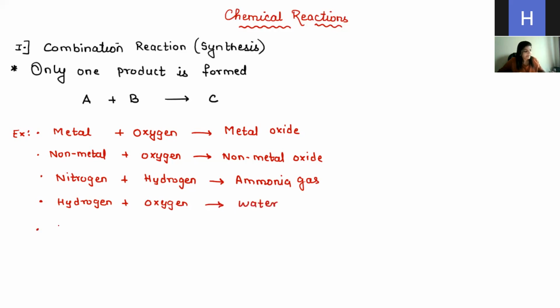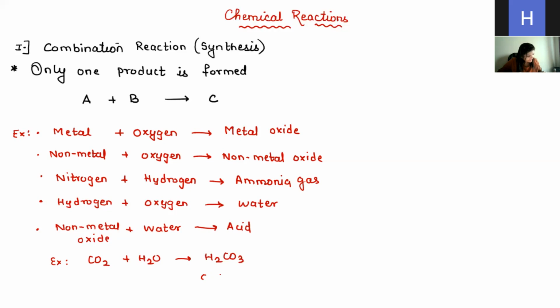Another thing, non-metal oxide plus water gives you acid. For example, if I have CO2 plus water, I get an acid which is carbonic acid. So these are a few examples of combination reaction where only one single product is formed. So please copy this.